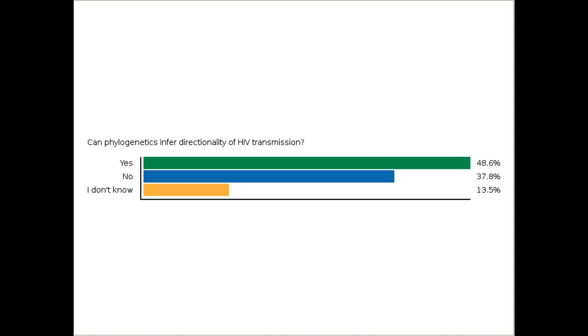Interesting. So 48% of people feel that directionality can be inferred of HIV transmission. 13% don't know, and 37% are a no. So keep this in mind, and we'll come back to this slide in just a moment.